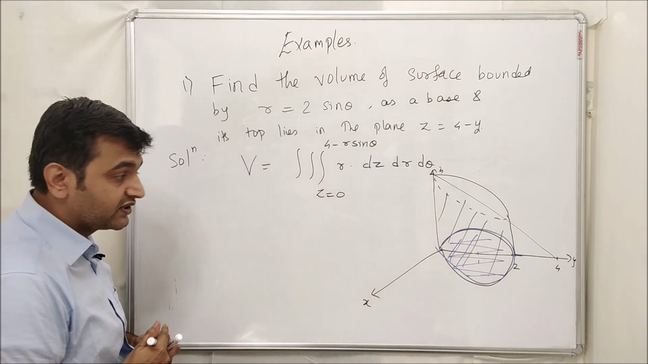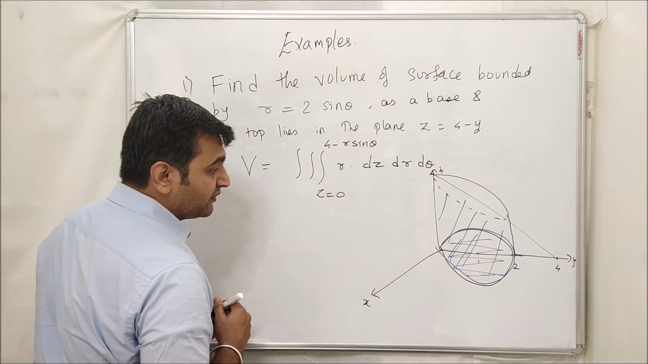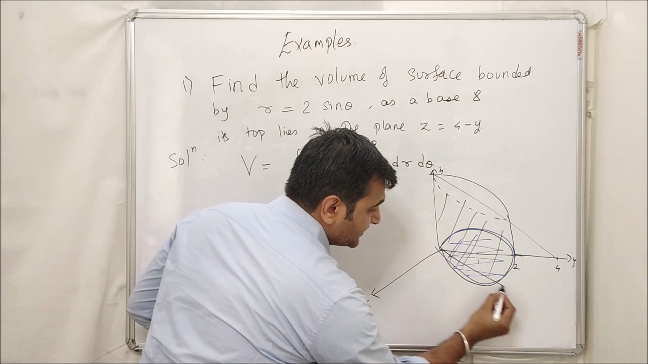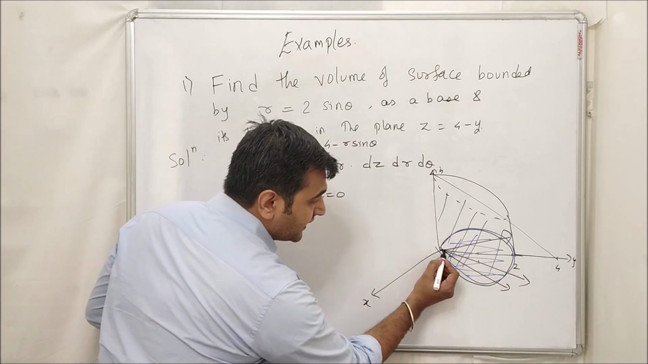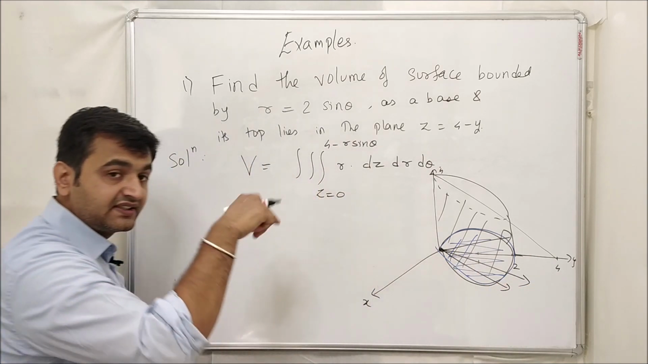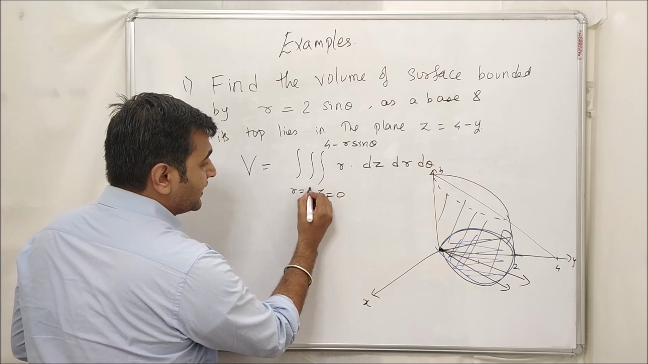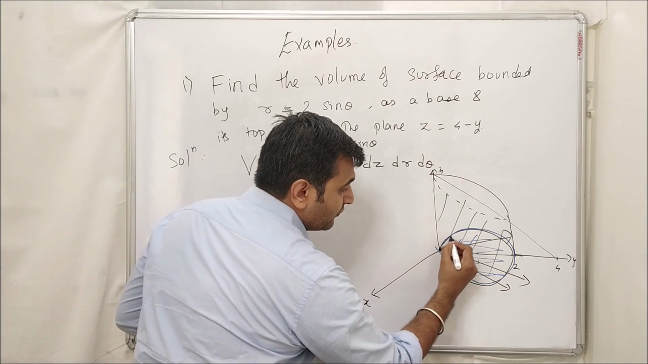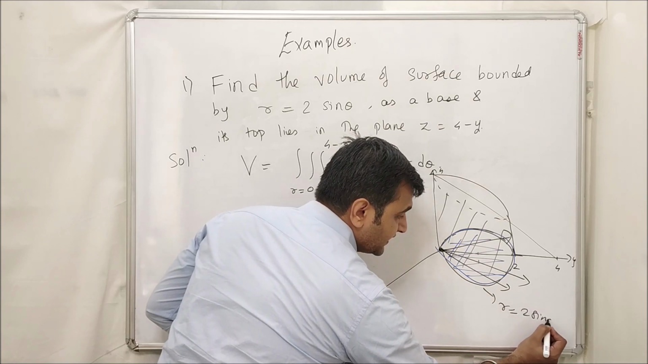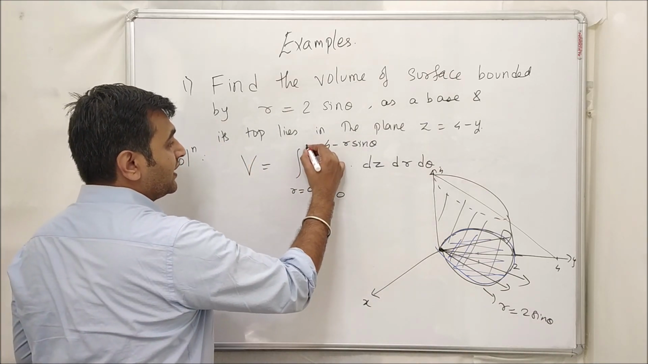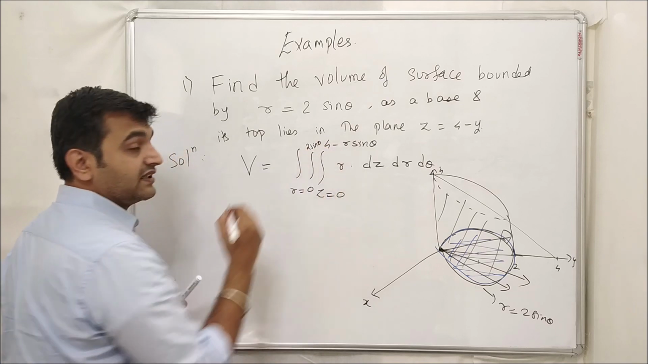Now what are the limits for this? So first, to find the limits of r, you draw these radial lines, right? You draw the radial lines. From where it is starting from origin, and origin is in the domain. So your r is starting from 0 and it is coming out from these points. And this is nothing but r equal to 2 sin theta.